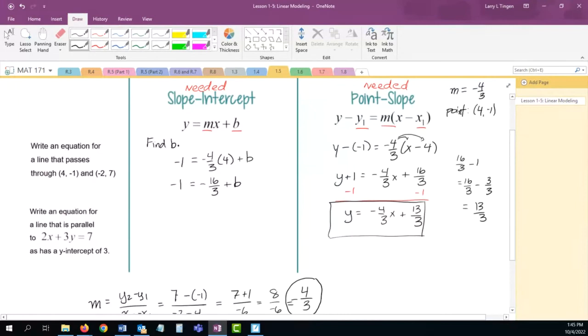Add 16/3 to both sides, and this is absolutely a place where the calculator would be used. Negative 1 plus 16/3 is 13/3. So now I have my y-intercept. I know the slope to be -4/3. So I write the equation. y is equal to -4/3 x plus 13/3.